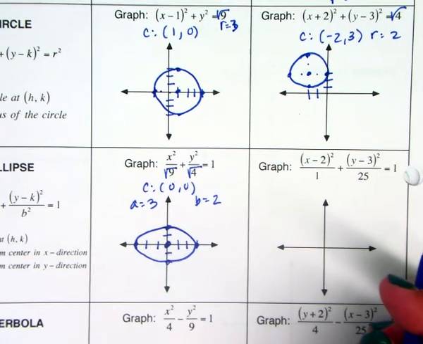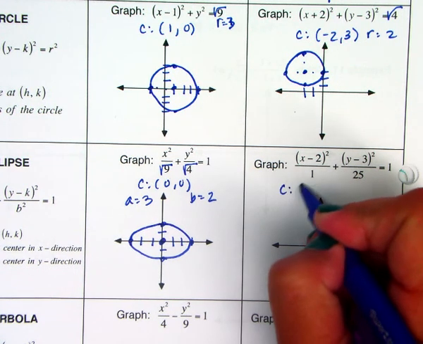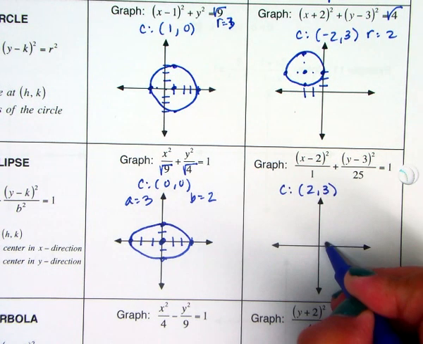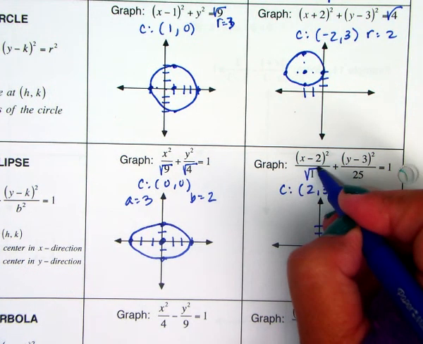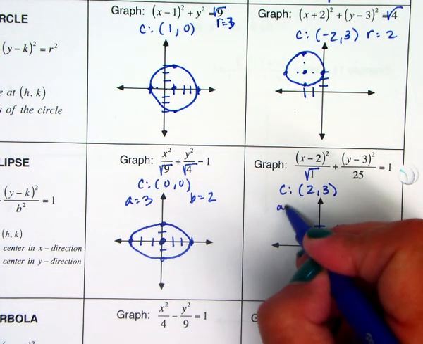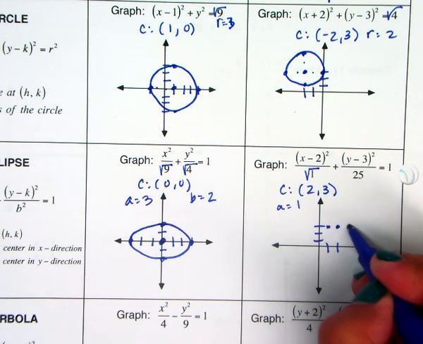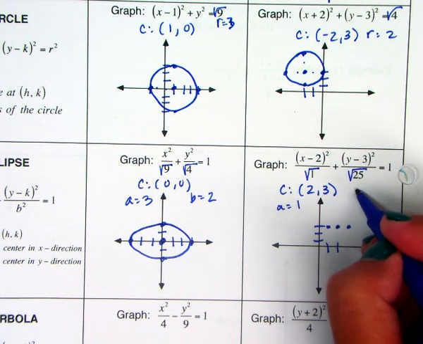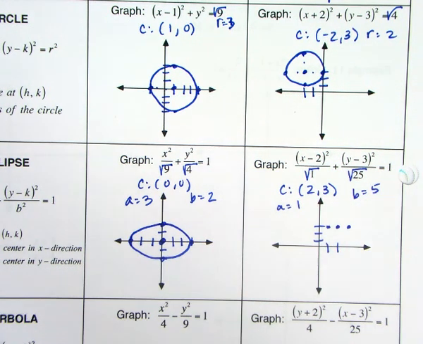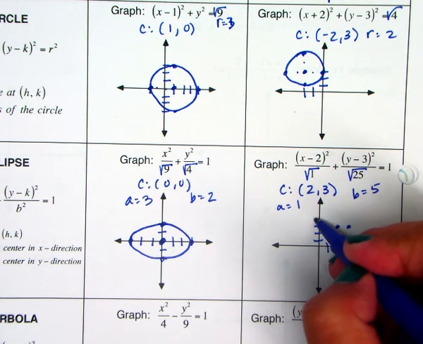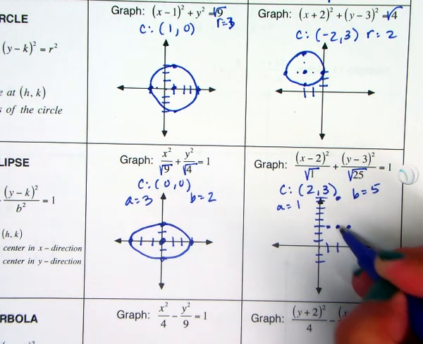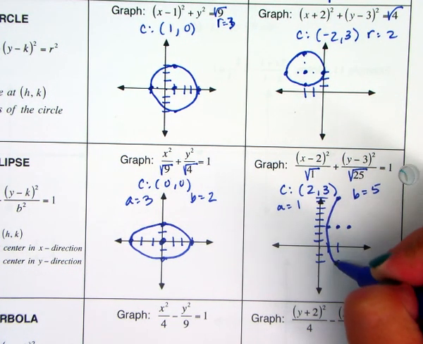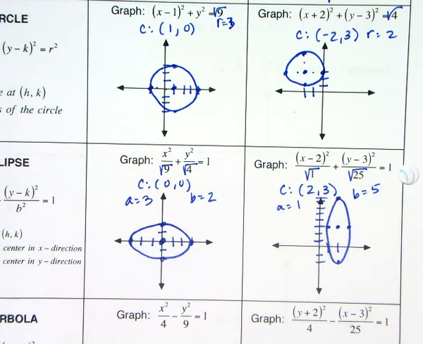Same idea with this one. Center, change the signs, 2, comma 3. From that center point in the x direction, I take the square root of 1, so I get a 1. So in my x direction, I go 1 and 1. In my y direction, square root of 25 is 5, so I have to go up 1, 2, 3, 4, 5, and down 1, 2, 3, 4, 5. And there's my nice ellipse.